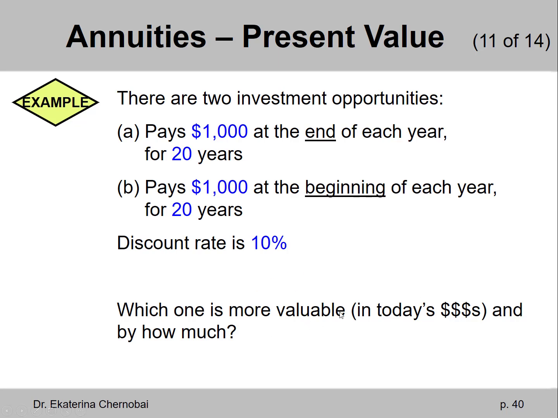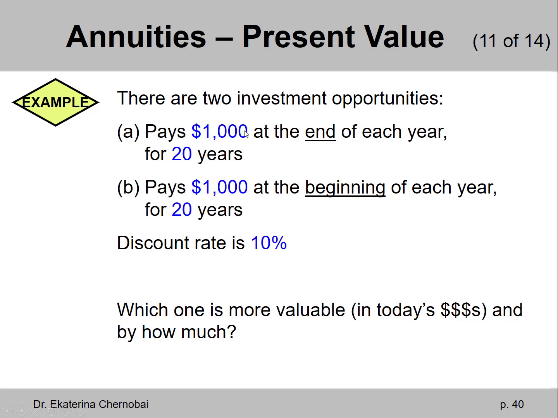So we need to compare today's values of these two investment opportunities. In other words, think of it as comparing an equivalent of receiving $1,000 20 times, but an equivalent of that would be receiving one large amount of money today, right? So how much would that one large amount of money today be equal to for case A and case B? And then compare those. So in other words, compare the two present values.